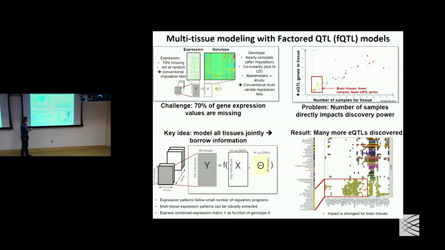For example, if you look at the number of samples in different tissues in GTEx, you basically see that the tissues that have the fewest samples also have the fewest eQTL genes. So that basically means that our power is dramatically reduced for those tissues with few samples. However, when you start combining information from multiple tissues jointly by learning these factorized models, with projection of the genotype by expression matrix into a lower dimensional space, you can actually leverage information from many different tissues together and start discovering many, many more QTLs.